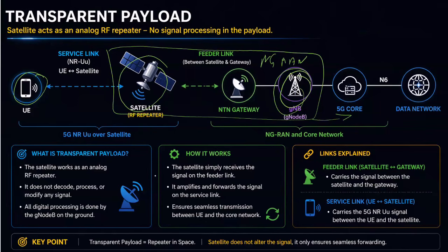The satellite doesn't alter any signals passing through it in this particular payload, right? It just ensures the seamless transmission of the data between the feeder link and the service link. And I have already told you what the feeder link and the service link are. The feeder link is between the satellite and the gateway, and the service link is between the UE and the satellite, right?